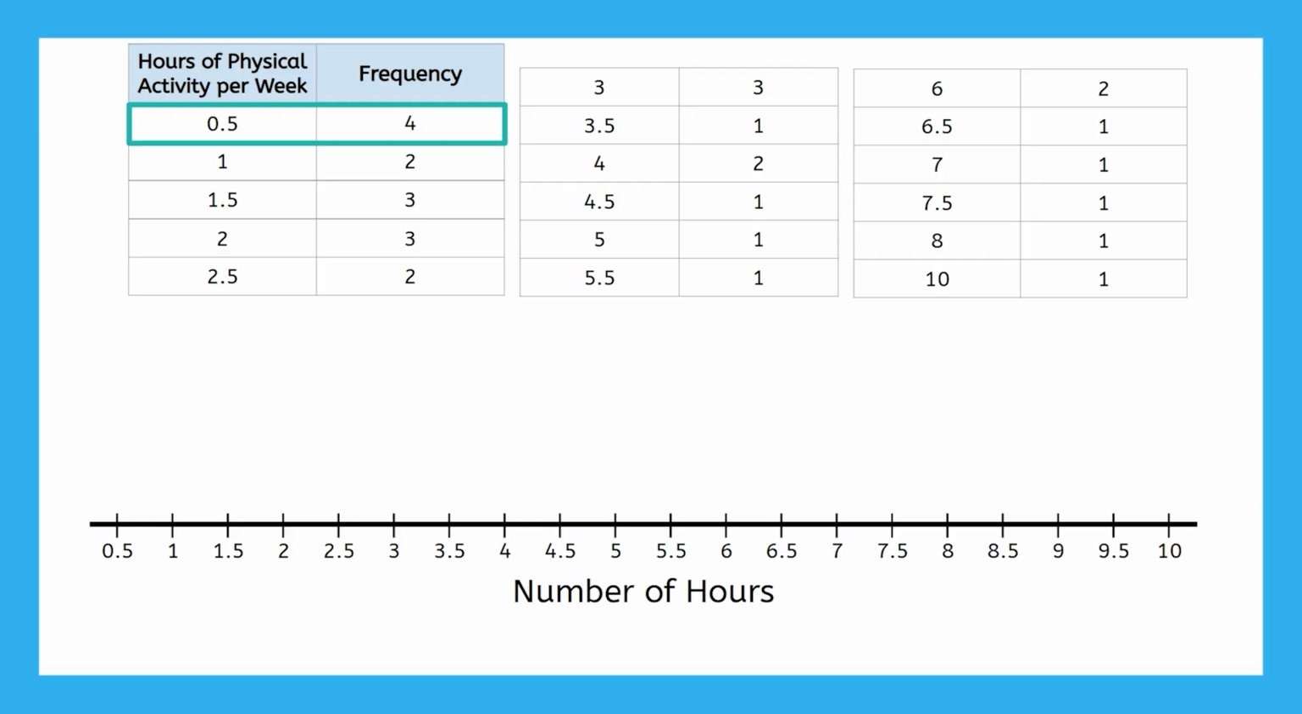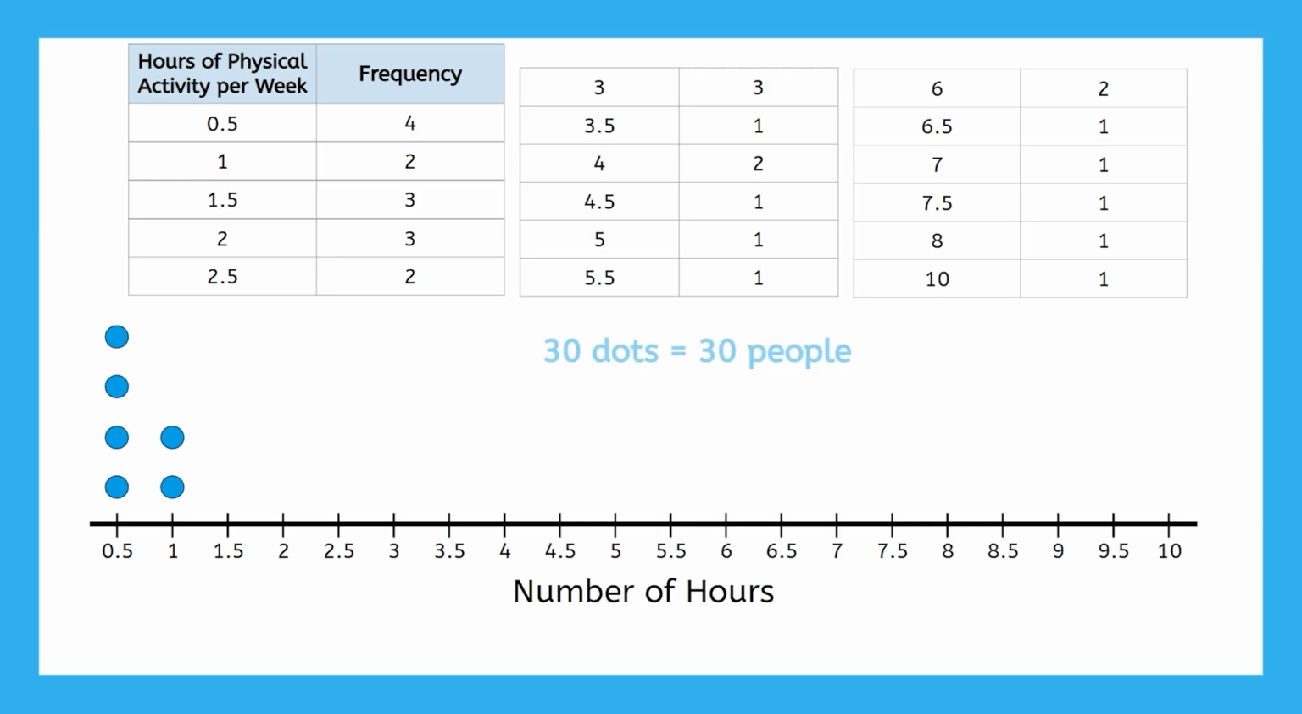Since 0.5 hours occurred 4 times in our data, there will be 4 dots representing the 4 people who said 0.5 hours on the survey. How many dots should we put above 1? Since 2 people said 1 hour on the survey, there will be 2 dots above the 1 on the dot plot. If we complete the entire dot plot, how many total dots should be on the plot? Yeah, 30 dots representing the 30 people surveyed.